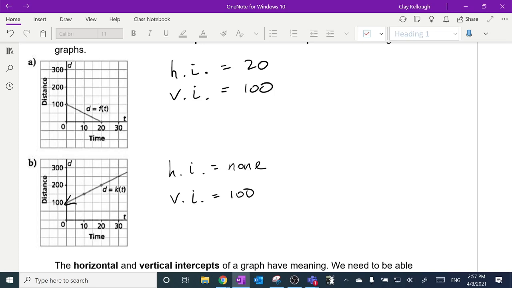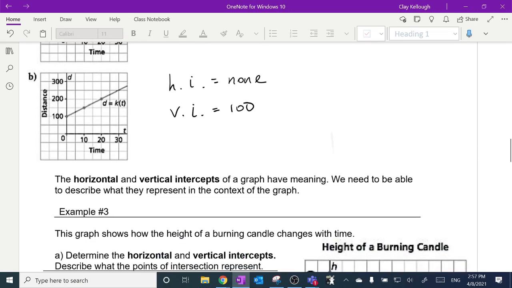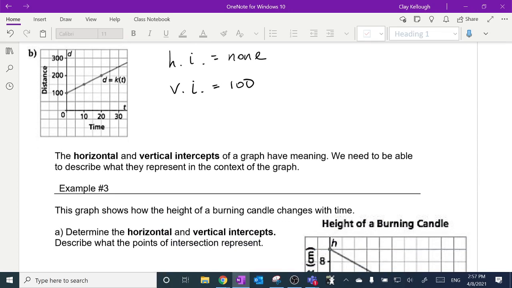As far as I'm concerned, the domain, ooh, fancy word from last lesson, the domain of my function here is from 0 to, well, 35. I don't even see an arrow on the other side. I don't really know that it goes forever the other way either. Okay? The horizontal and vertical intercepts of a graph have meaning. We need to be able to describe what they represent in the context of a graph.